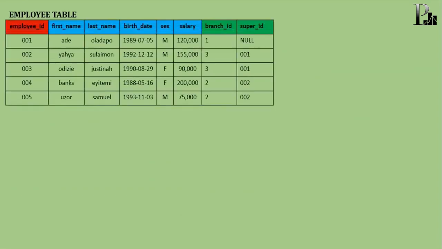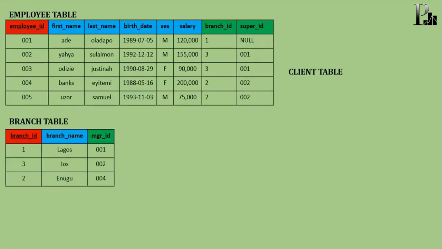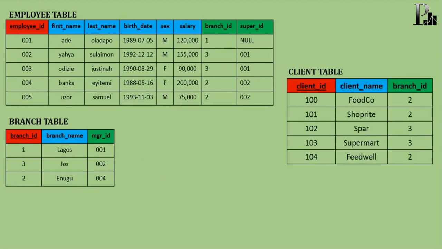So let us look at the last example. Now we have the employee table, the branch table, and the client table. We have a client ID, client name, and branch ID. For example, Foodco gets client ID 100, ShopRite gets client ID 101, and then the branch ID relates to this particular table. So this one is Foodco for branch ID number 2, which is Enugu. This one is ShopRite for branch ID number 2, which is also Enugu. And so on like that.